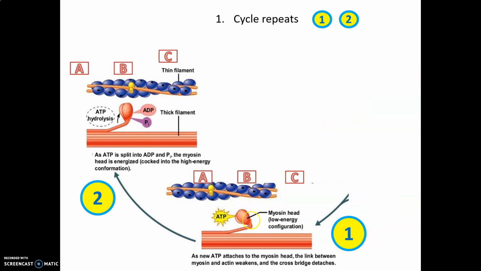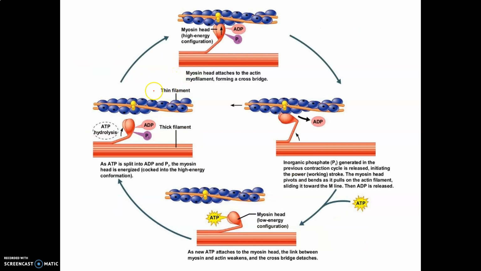Alright, bila dia tercabut, dia bind dekat sini. Now, what happen is that dia akan tercabut balik. Bila dia dah power stroke, dia akan bind pula dekat C. Dia akan terus tolak the thin filament towards the sarcomere. And the cycle repeat sampailah dia ke tengah. Okay. Itulah dia sliding filament.